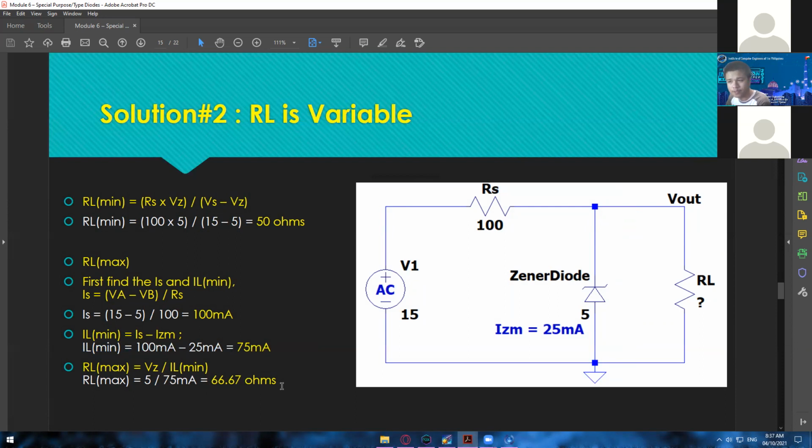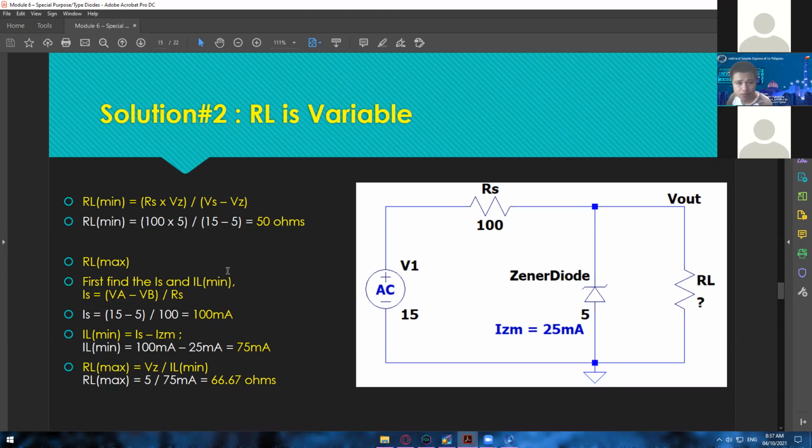So are we clear so far regarding the formulas for our RL min and RL max? All right, if ever you have a question, just let me know.